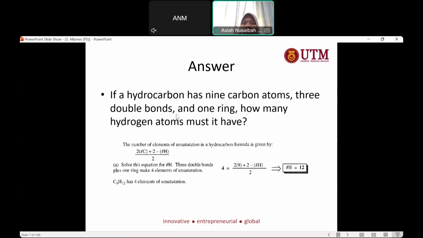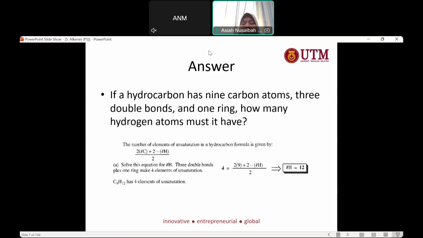Okay, so 3 double bonds, that is representing how many elements of unsaturation? Double bond means there is 1 element of unsaturation. So 3 double bonds would be 3 elements of unsaturation. And then we have another 1 ring. So 1 ring represents 1 element of unsaturation. That would mean we have 3 plus 1, so we have 4 elements of unsaturation.